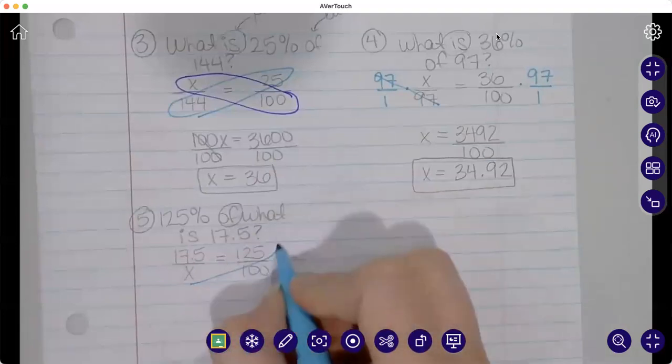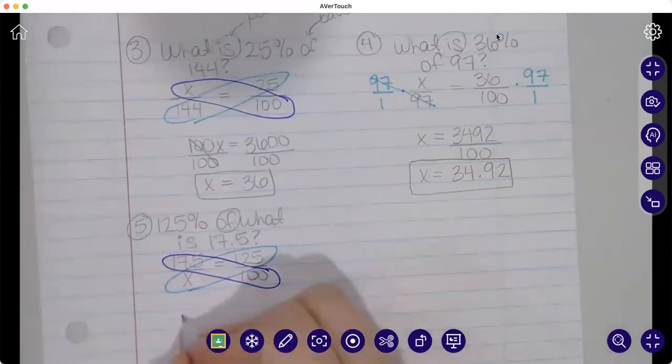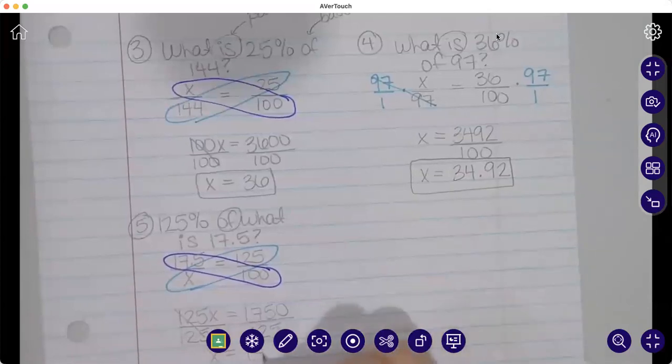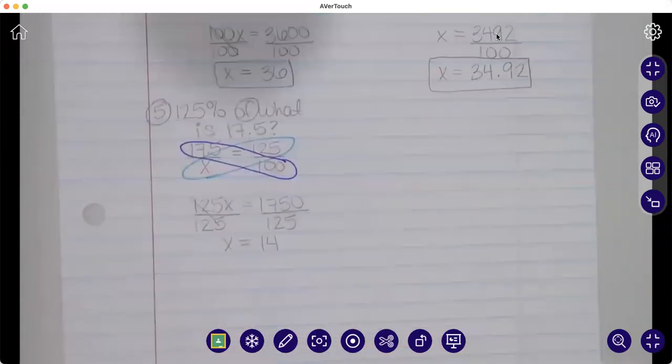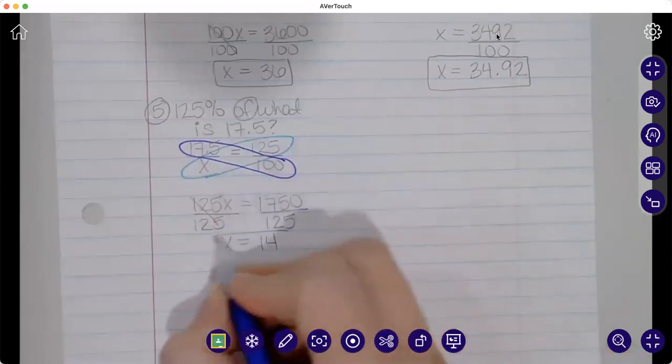So we're going to cross multiply to show this example, which gives me 125x equals 17.5 times 100, which is 1,750. And we're going to divide by 125 on both sides to get an answer of 14. Now, again, to clarify, does that require a percent sign? Again, no, because we're looking for a base, so therefore it is the number itself.